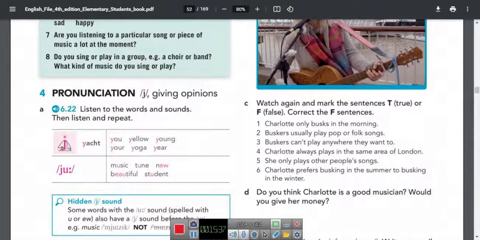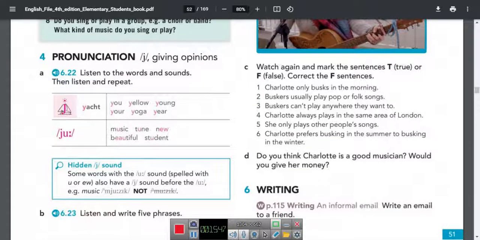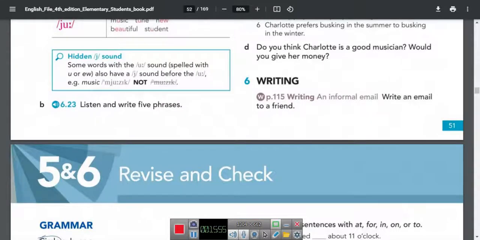Okay, after watching, let's mark the sentences true or false and correct the false sentences. После отмечаем правда или ложь, исправляем неверные предложения. So, do you think Charlotte is a good musician? Would you give her money? Понравилась вам она? Дали бы ей денежку?